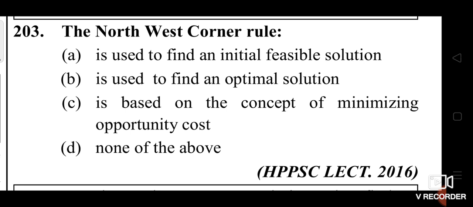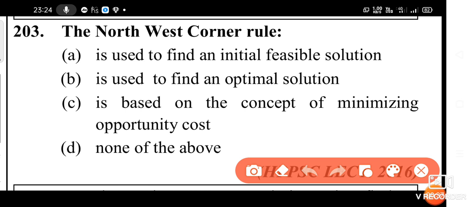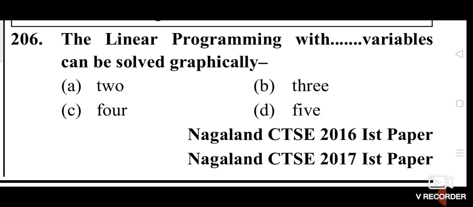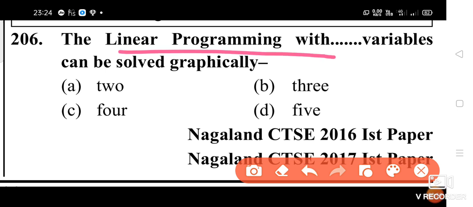Next, northwest corner rule. Northwest corner rule is used to find the initial feasible solution. So A is your right answer. Next, linear programming with two variables can be solved graphically. So A is your correct answer.